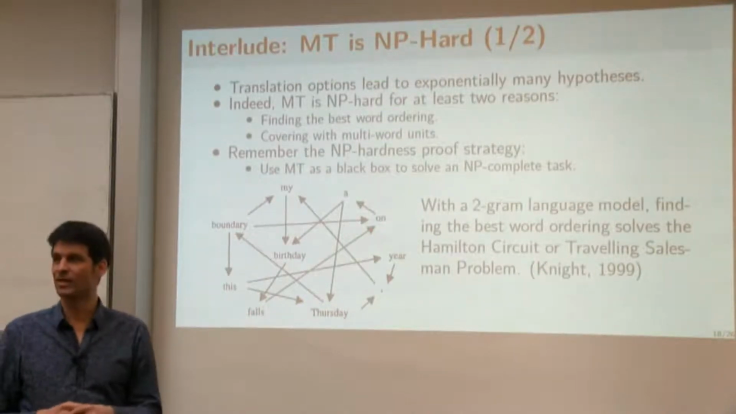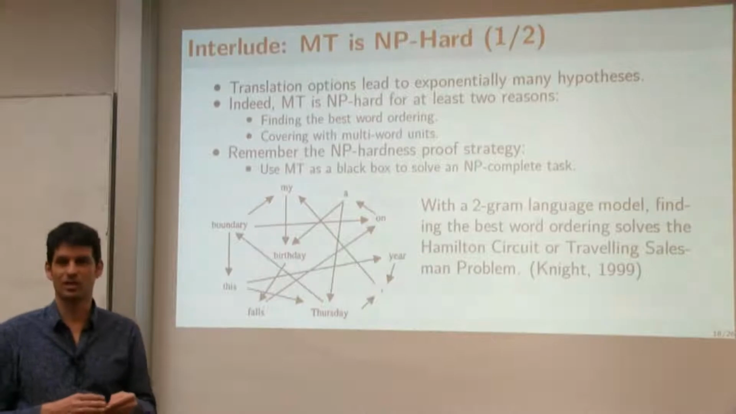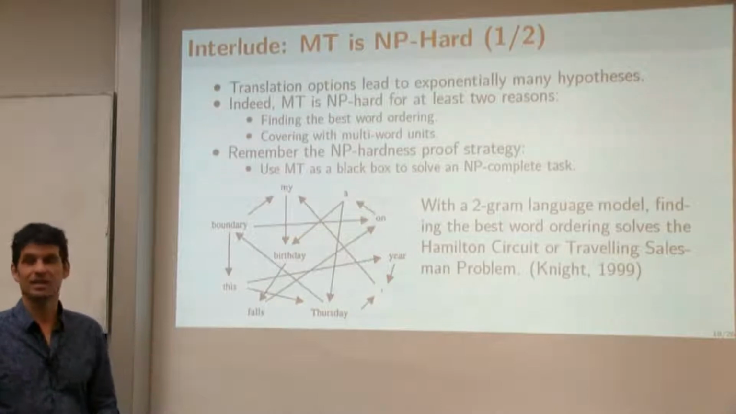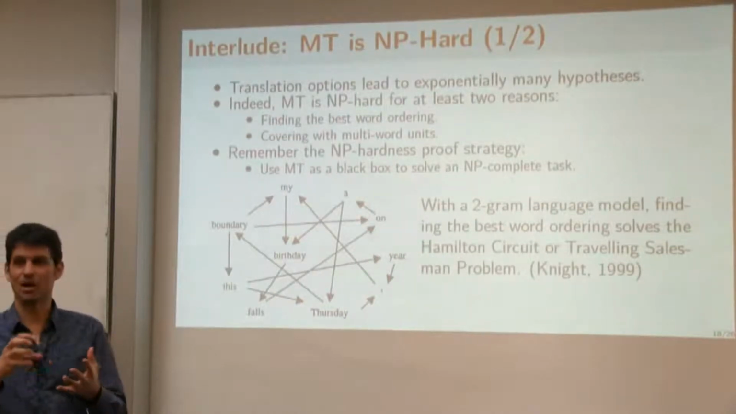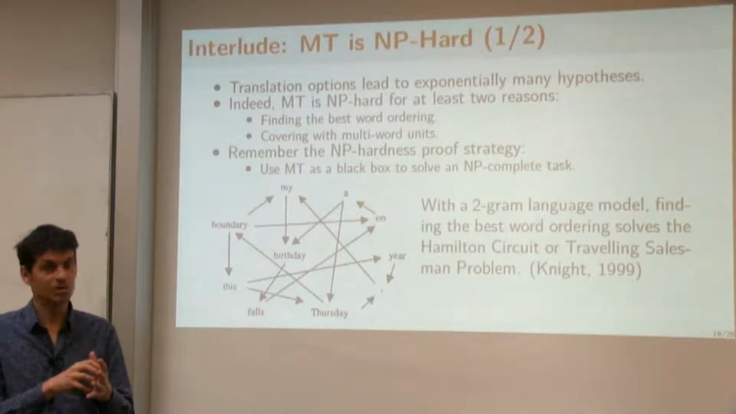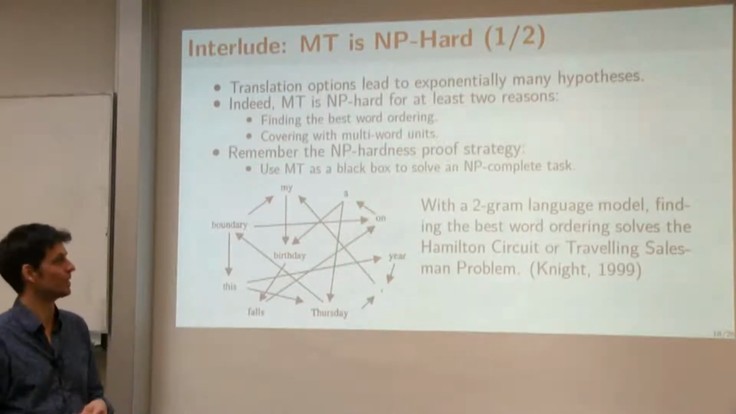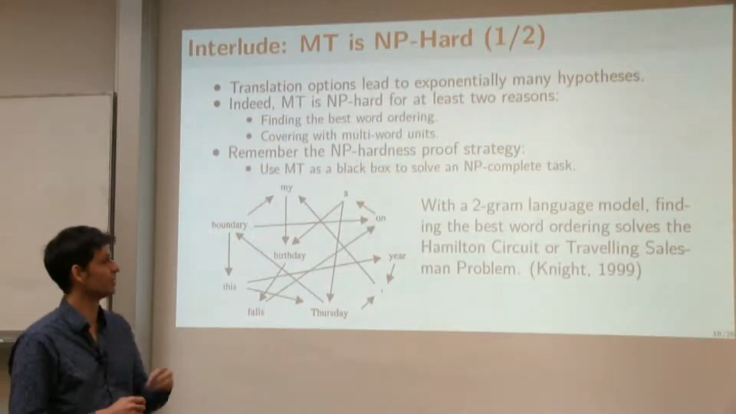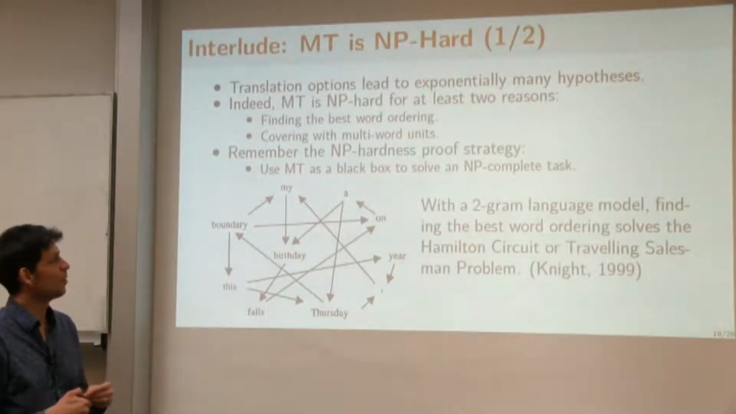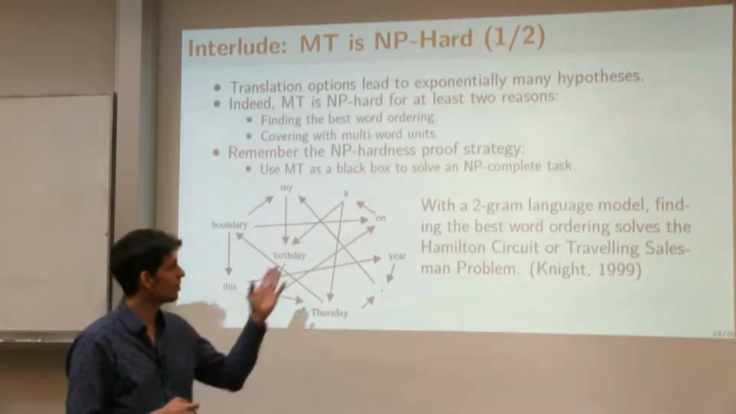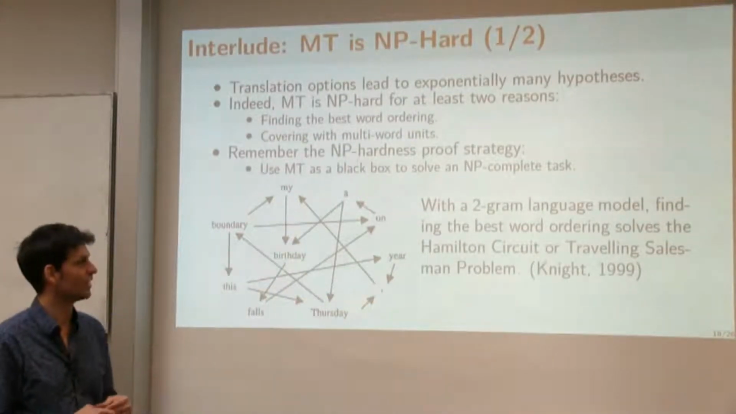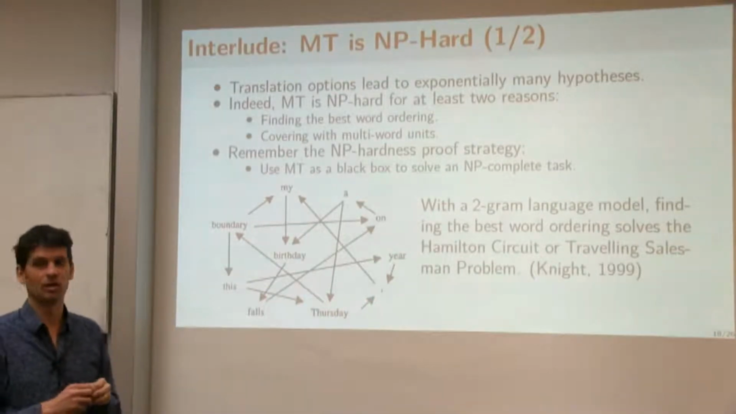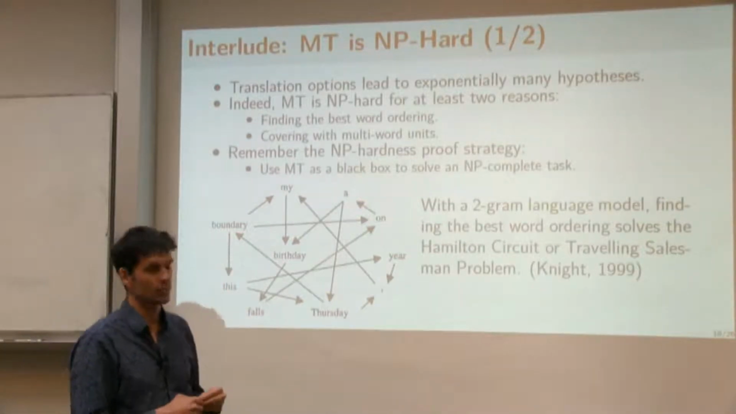If you are proving NP-completeness of something, you have to prove that you can validate the solution in polynomial time, and then for the NP-hardness itself, you have to use your task as a black box to solve some established NP-complete task. The two reductions that Kevin Knight illustrated in his paper was the reduction of the Hamiltonian circuit or traveling salesman problem to the finding of the best word order given a bigram language model.